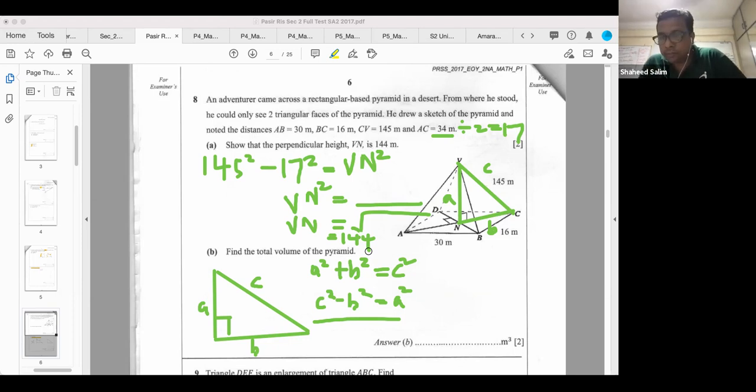Can you see now? You cannot see. I will share screen again. Can see, okay. You must take 145 squared minus 17 squared. Then you get Vn squared. How do you get 144? Okay, good. Once you get 144, you already know now the height is 144.